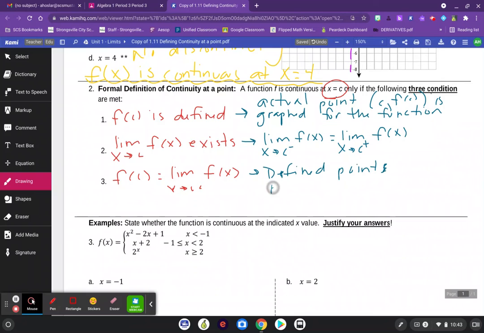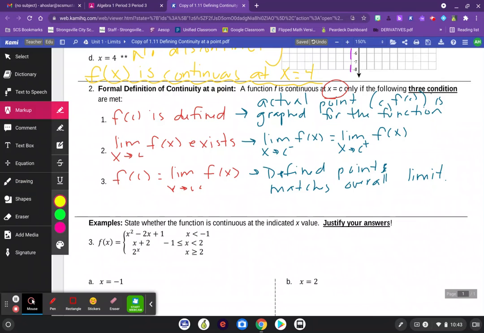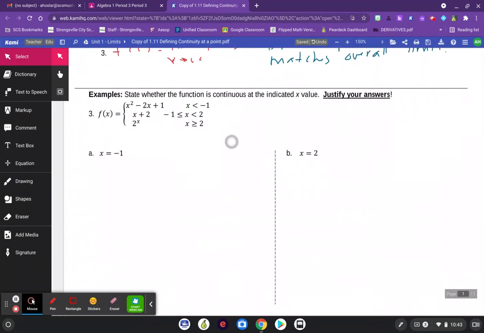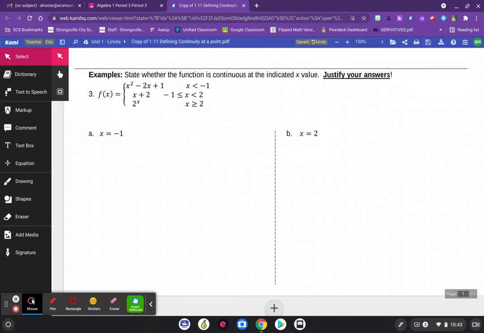Defined point matches the overall limit. Okay? Now, it's going to be our job to verify that algebraically. I can verify that graphically. Graphically, I can pick out the discontinuities. Graphically, I can see that I have a smooth curve. But algebraically, I can't always look at a graph to make that determination.